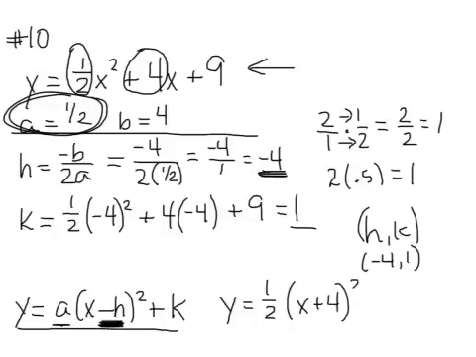Close parentheses, squared. Now this is plus k, so we're just going to write in whatever our k is. In this case, +1. And there's our answer for number 10.